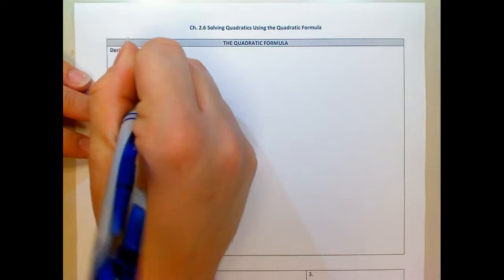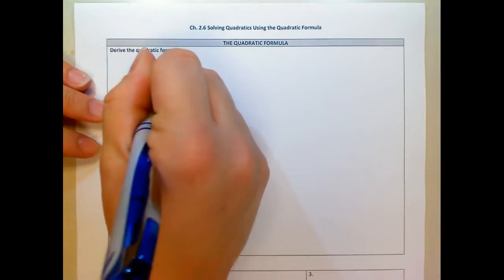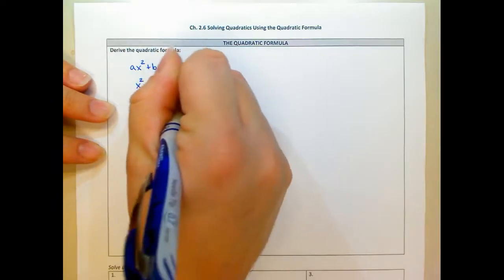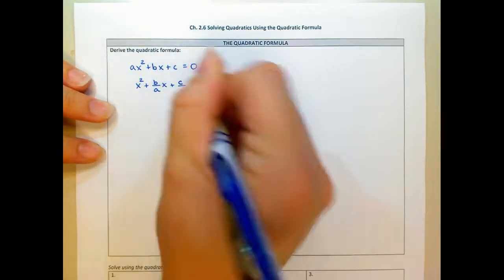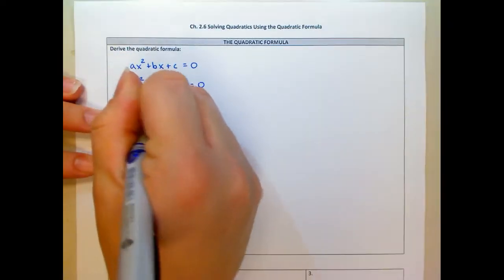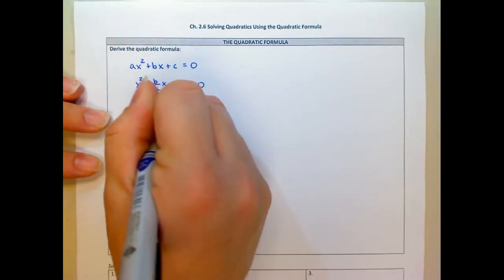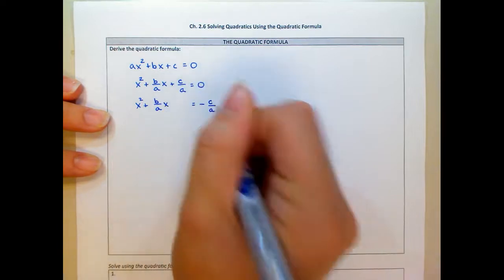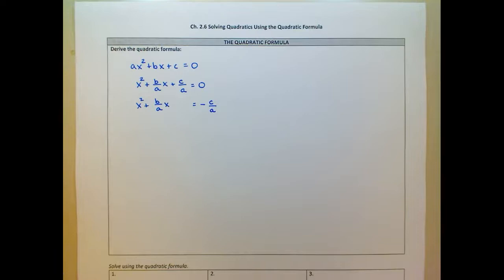And that would give me x squared plus b divided by a x plus c over a equals 0 divided by a, which is just 0. So all I've done is divide the constants by a. The next step, I would move the c over a to the other side. So x squared plus b over a x equals negative c over a. I'm subtracting it to the other side of the equation.